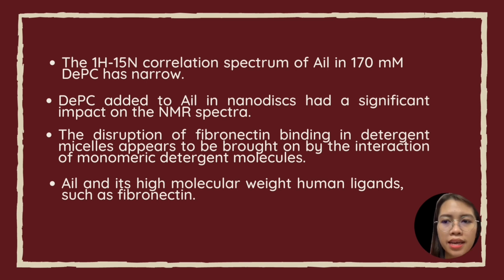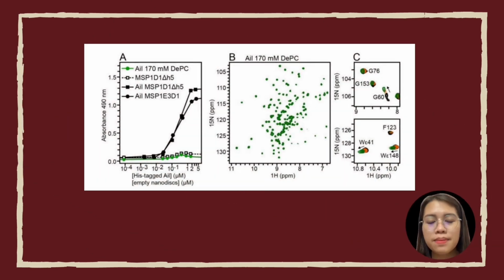Then, L and its high molecular weight human ligands such as fibronectin are likely to be inappropriate for chemical shift mapping experiments using nanodisc samples. This picture below shows L's ability to bind fibronectin in nanodisc and detergent.